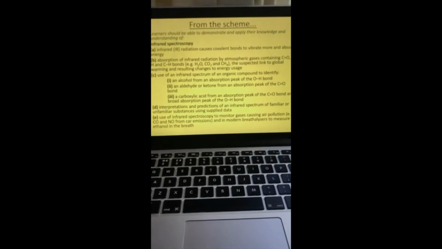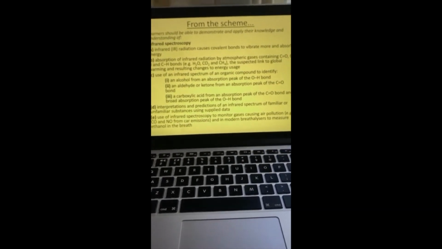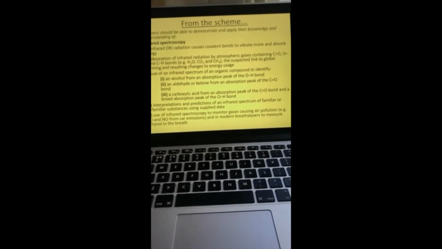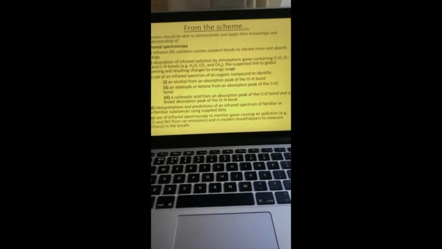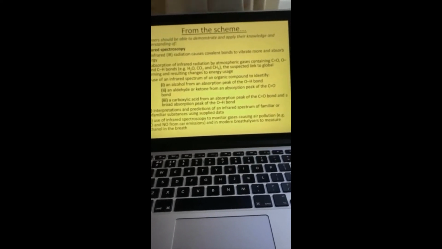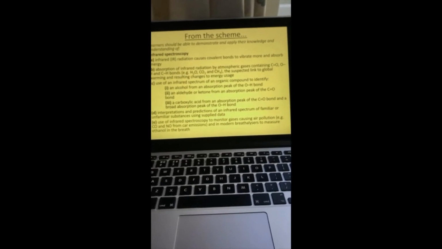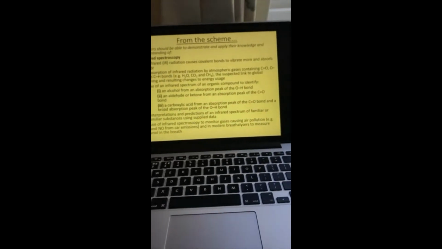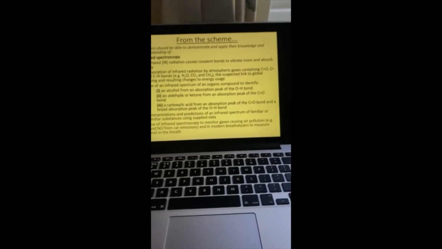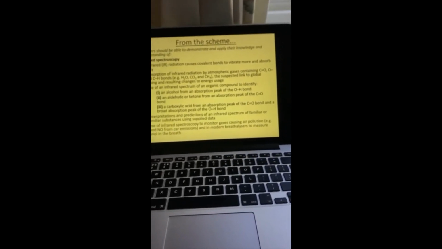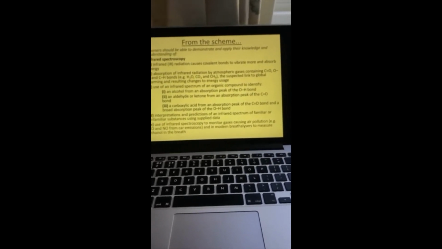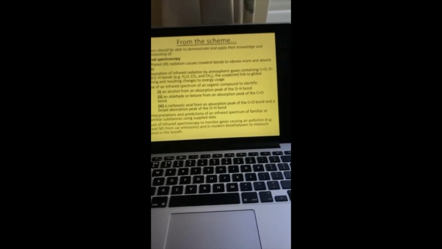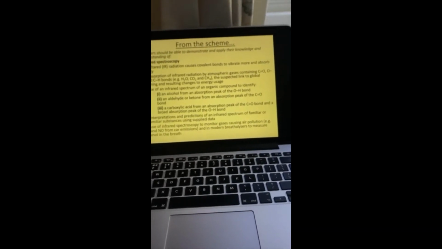So this is what the specification says. You need to know what infrared spectroscopy is, how it's useful. It causes the covalent bonds to vibrate. Each individual bond will have a different wavelength of radiation that it absorbs, and so therefore each individual organic compound will have a completely unique spectrum. You need to know 4 in total.